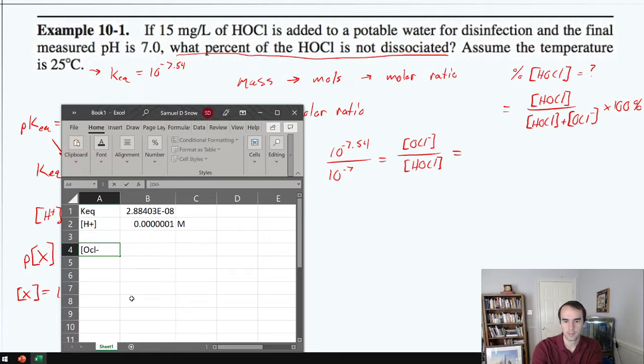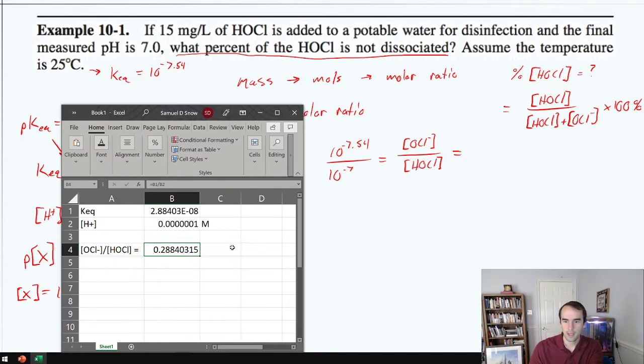OCl minus divided by HOCl. And that's just simply going to be that KEQ divided by that H plus. Okay, so now we have a ratio that tells us if we take one divided by the other, that's 0.28.